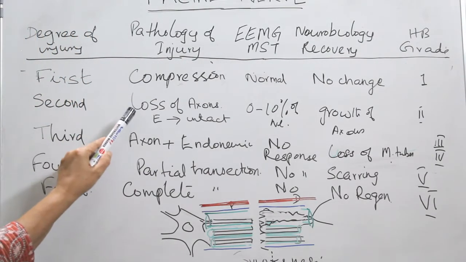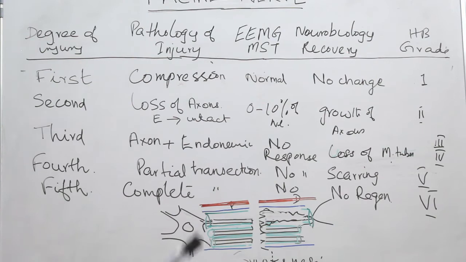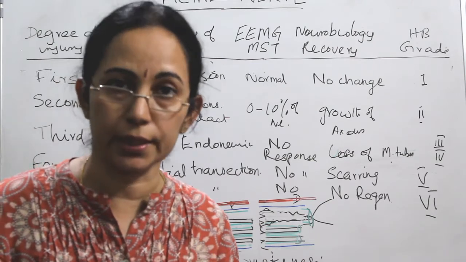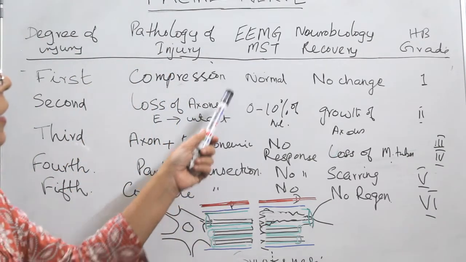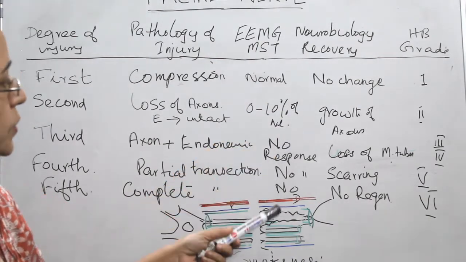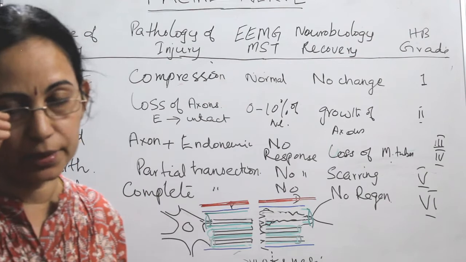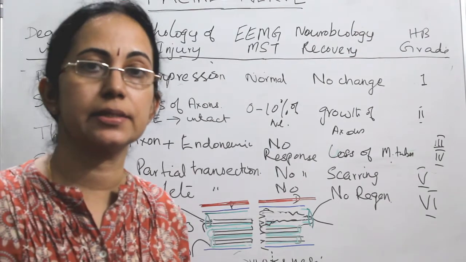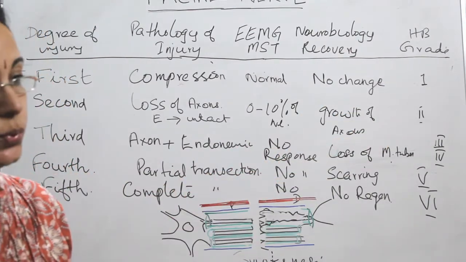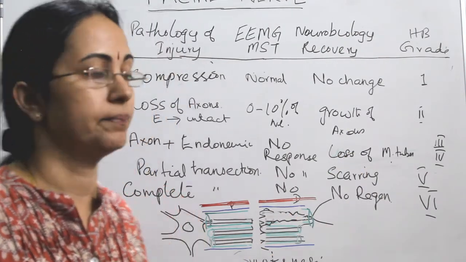Second degree injury, there is loss of axon, but the endoneurium is intact. So there will be distal Wallerian degeneration, as the axons will grow into an intact endoneurial sheath. The electrophysiological test will be 0 to 10% of normal. The growth of axons will occur at a rate of 1 millimeter per day, and there is a very minimal chance of synkinesis during regeneration. The grading is House-Brackmann grade 2. There is slight weakness, mild dysfunction, slight weakness on close inspection, right?